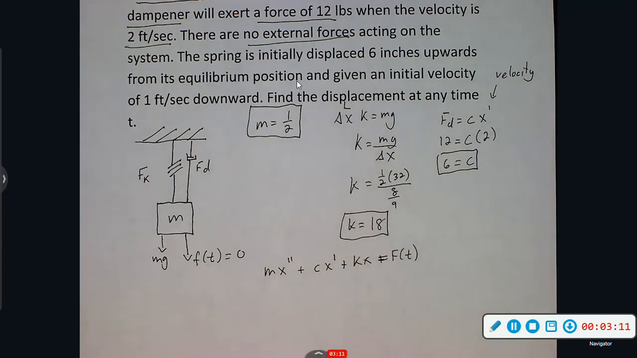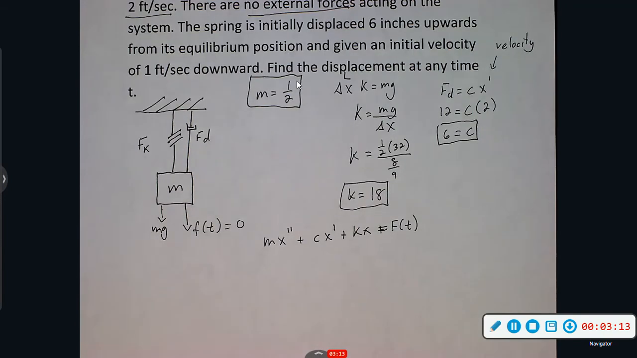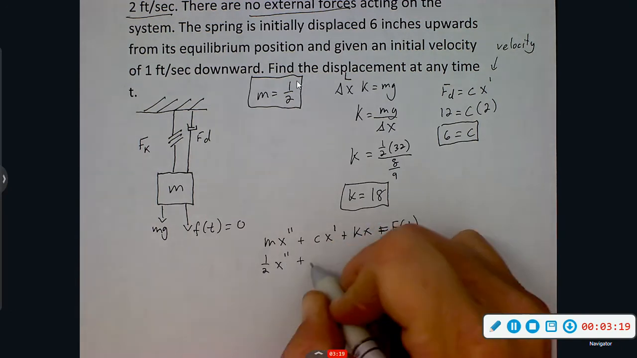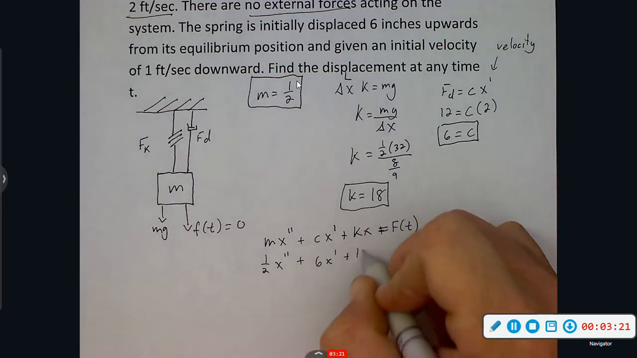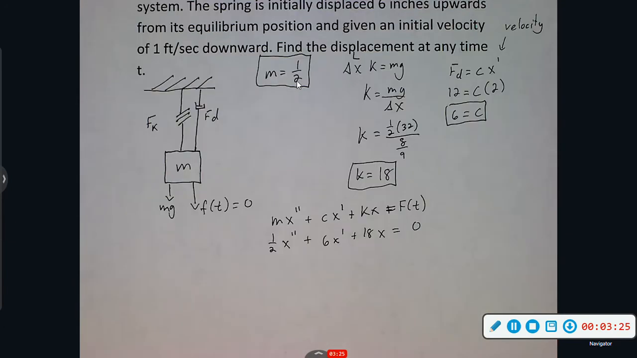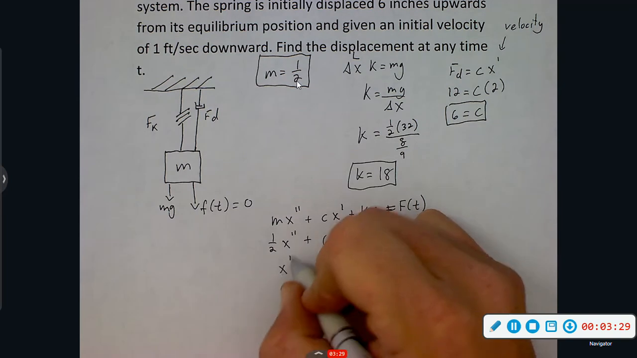Whole lot of hodgepodge going on here. That's an equal sign if you didn't know it. Now you know. So the equation we should have is 1/2 x double prime plus 6x prime plus 18x equals f of t, which is 0 in this case. Again, just like the last problem, we don't want that 1/2 in front. We want to clean it up just a tad bit.